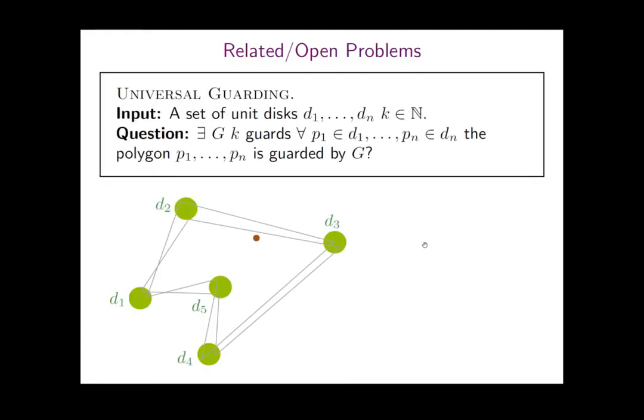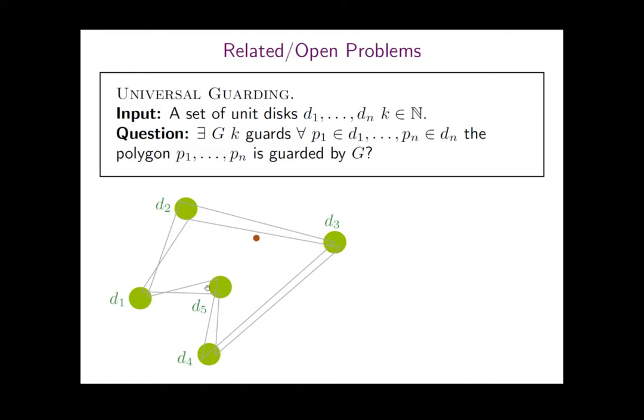Okay, so next open problem, universal guarding. Here we are given as input these disks, and we don't know the exact polygon. The polygon might look like one of those 2 in gray or any other. We just know that each vertex is in one of those disks and goes along the order of these disks.